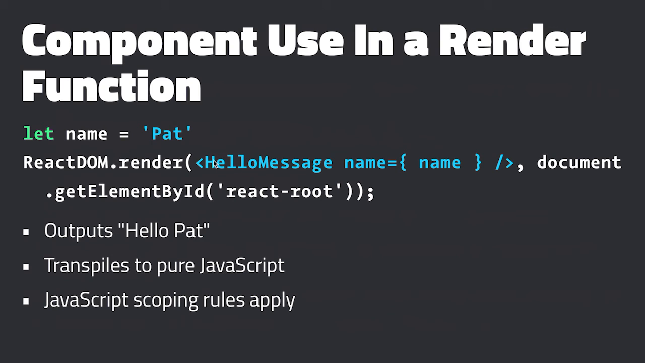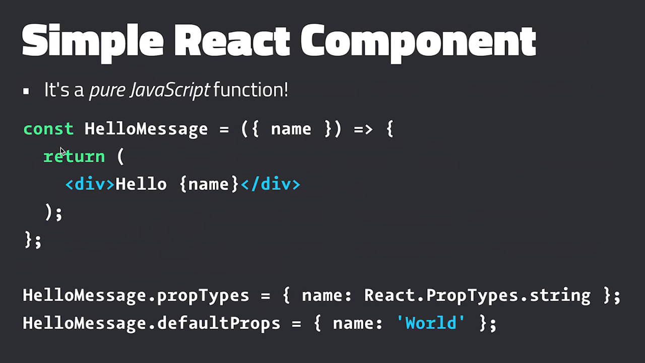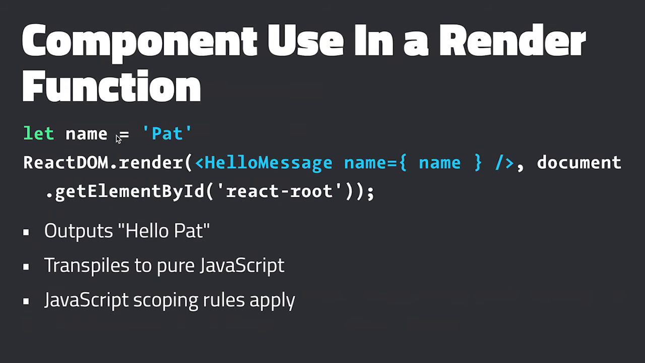So in this case, we've got our HelloMessage, and that directly references this HelloMessage function. So JavaScript scoping rules apply. And then we notice there's sort of an XML attribute here called name, and we pass in a name variable, and that name comes directly from here where it's Pat, and we tell it what element to put this in. And that's all there is to actually using a stateless, simple, functional component in React. You just call it like it's an HTML tag in a render function or in another component, and then you can use it.